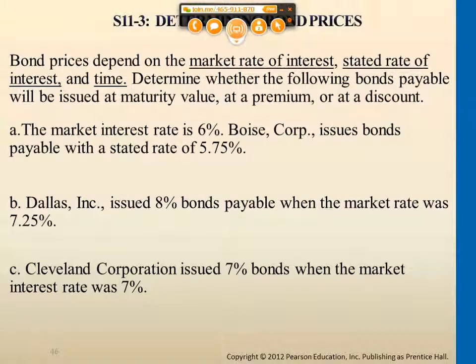All right, let's go over a few simple examples here. It tells you that market bond prices depend on market interest rate, stated interest rate, and time. In the following ABC situations, first case here, the market interest rate is 6%. The company is issuing bonds payable with a stated interest rate of 5.75%. So what does this tell you?